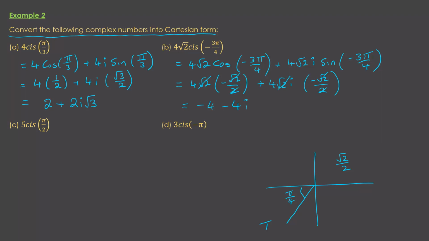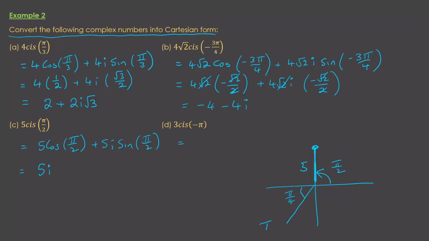Now 5 cis pi by 2 is 5 cos pi by 2 plus 5i sine pi by 2. Cosine of pi by 2 is 0, sine of pi by 2 is 1, so this is just 5i. And that number would be sort of here. And so it would be up there, a distance 5, and pi by 2 here.